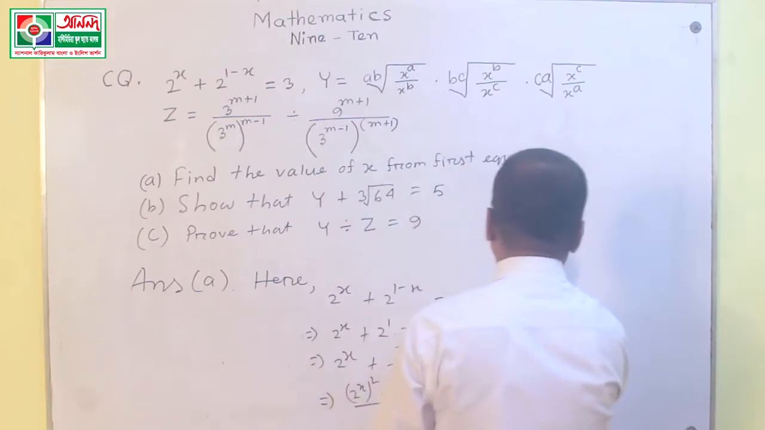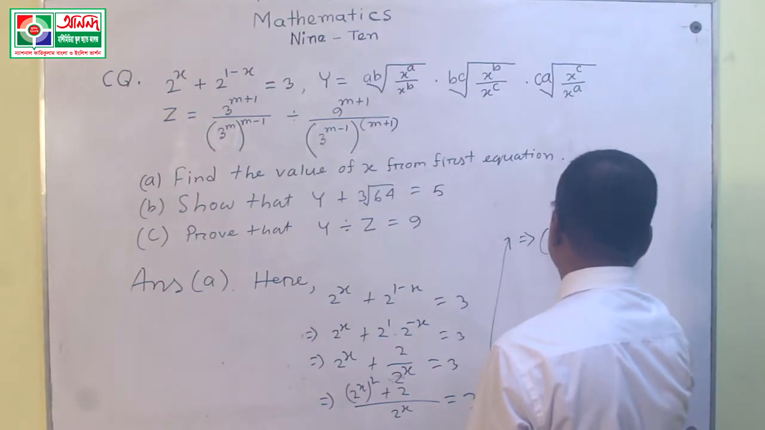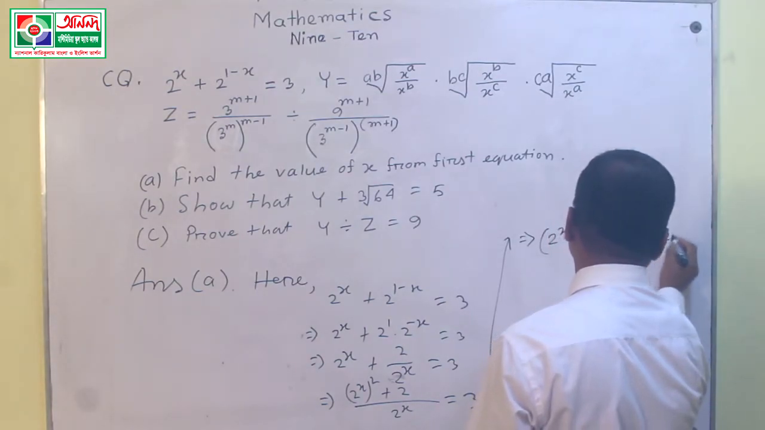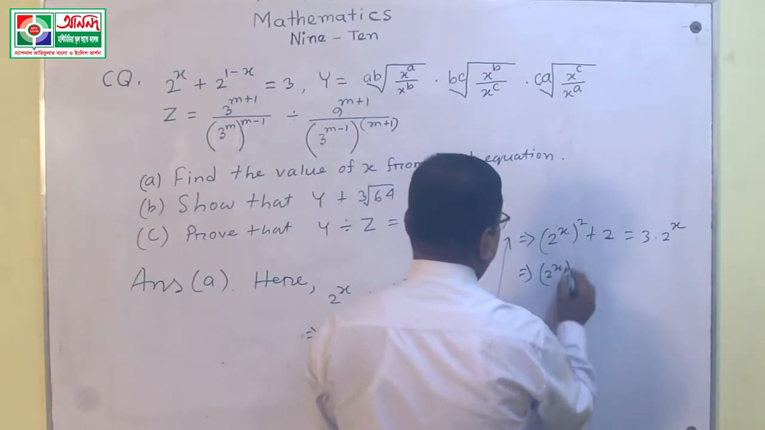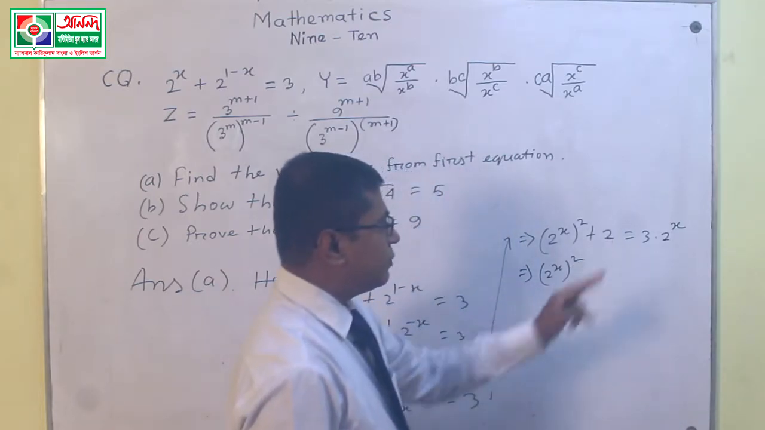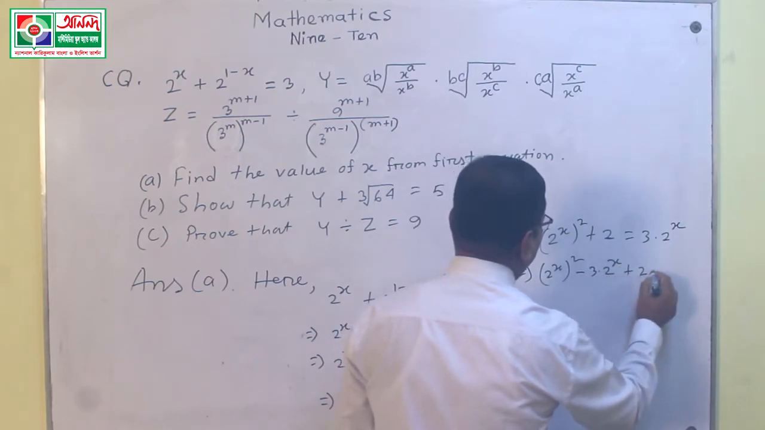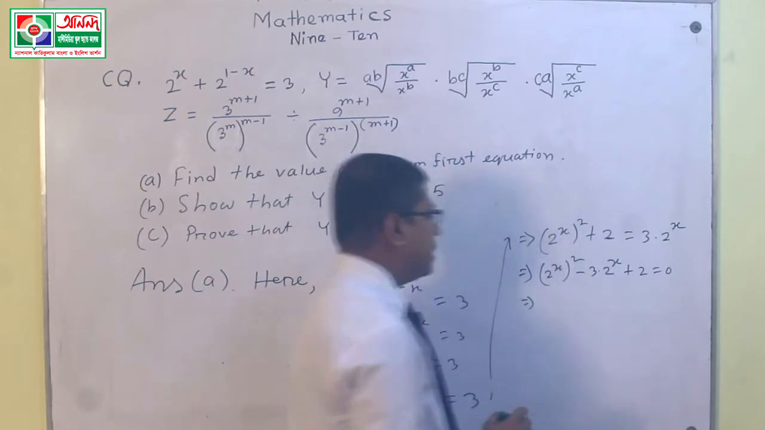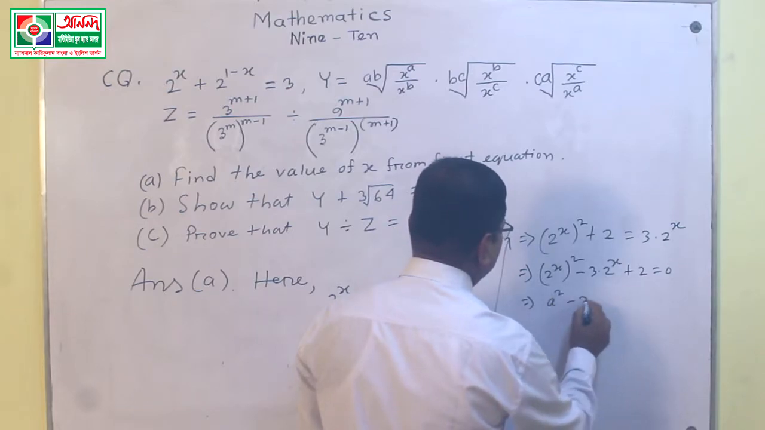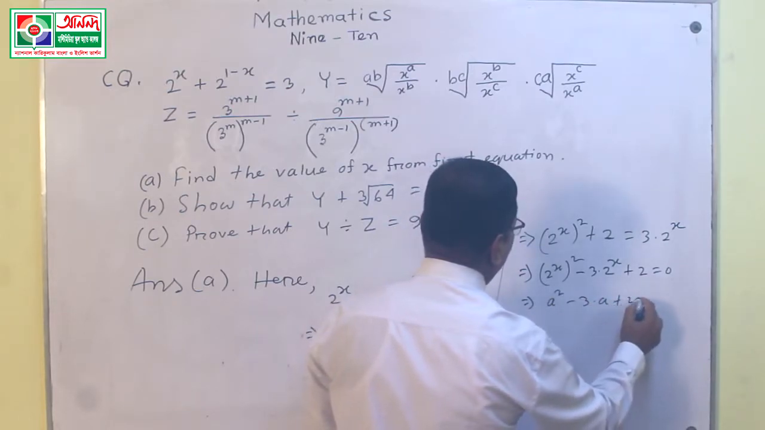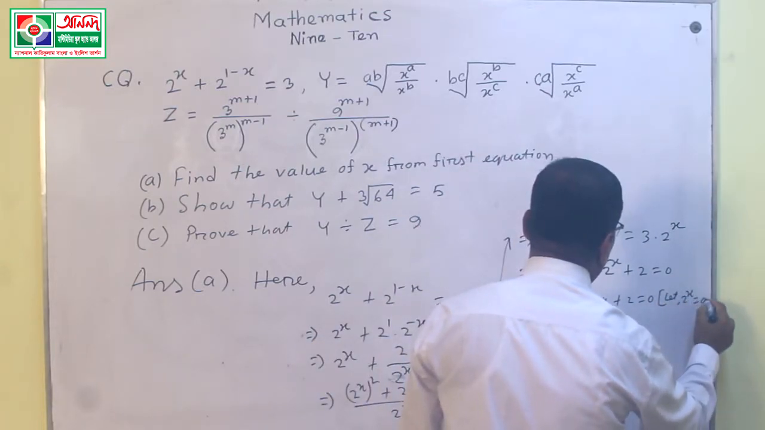Students, now you can cross multiply, so you can write here 2 to the power x whole square plus 2 equal 3 into 2 to the power x, and we can transfer 3 into 2 to the power x to the left hand side, so you can write 2 to the power x whole square minus 3 into 2 to the power x plus 2 equal 0. Now we can let 2 to the power x be a, so you can write a square minus 3 into a plus 2 equal 0. You can write here let 2 to the power x equal to a.